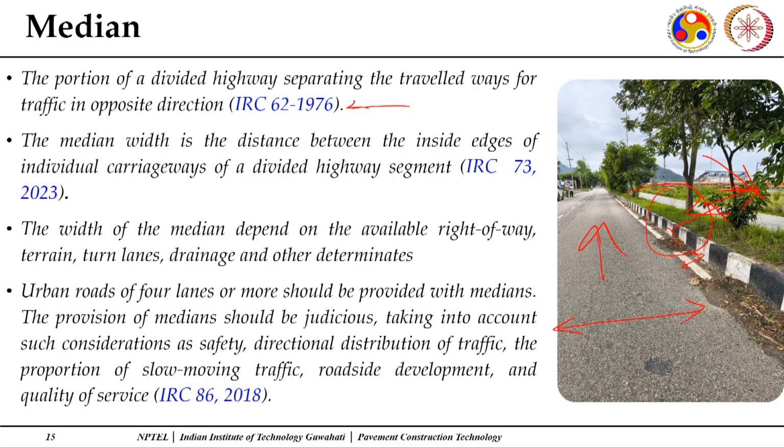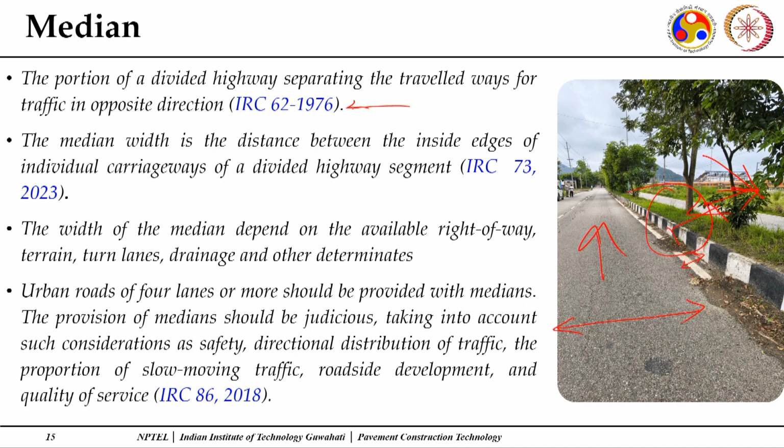The width of the median depends upon the available right of way. The greater the median width, the more beneficial it is, because whenever you drive at night, with a good median width you do not feel glare from the opposite vehicles. Whenever a median is placed, you turf the surface or plant some shrubs over it to provide anti-glare options, and this separates the traffic travelling in different directions.